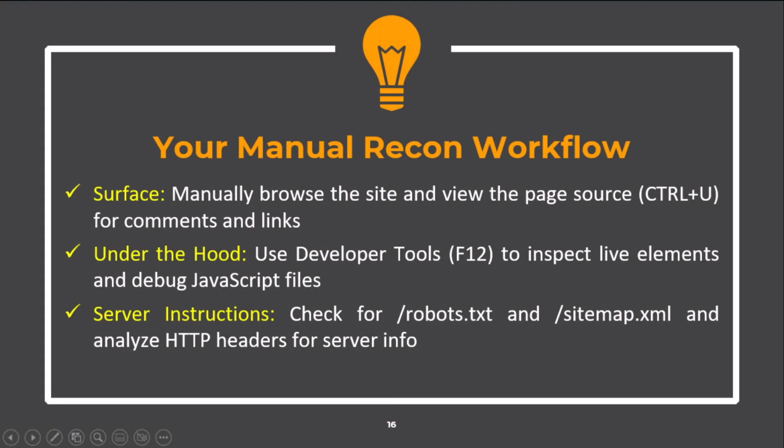Let's summarize our manual reconnaissance workflow into a clear, three-phase process. First, the surface phase. Manually browse the site and view the page source to find initial clues like developer comments and hidden links. Second, go under the hood. Use your browser's developer tools to inspect live elements and dig into the JavaScript code. And third, check the server instructions. Look for the robots.txt and sitemap.xml files, and analyze the HTTP headers to learn about the server's configuration.